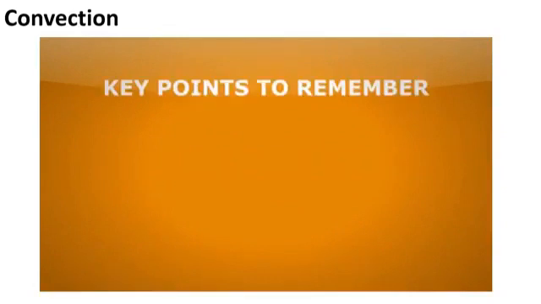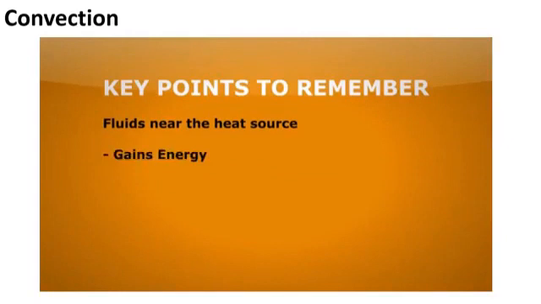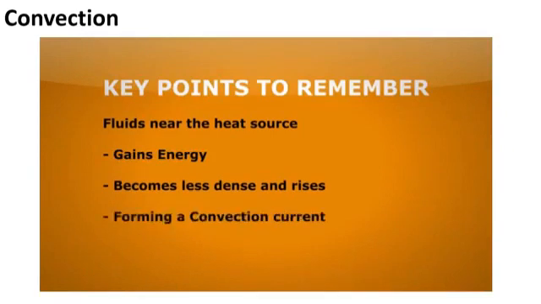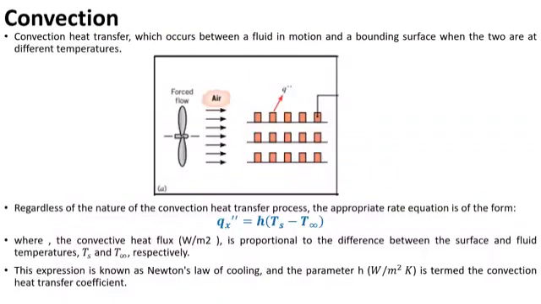So, what are the key points here? The key points are that in convection, fluid near the heat source gains energy, becomes less dense and rises, being replaced by cooler fluid, which then in turn gains energy, becomes less dense and rises, forming a convection current, which then heats the fluid completely. As we have learned from the video, convection heat transfer occurs between a fluid in motion and a bounding surface when the two are at different temperatures.